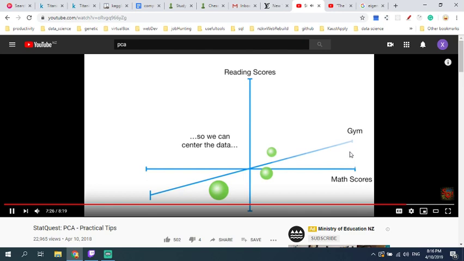So we can center the data, find the line through the origin that fits best, PC1, then find the line perpendicular to PC1 that fits best. And that's it. Since a third line would have an eigenvalue equal to 0, there's no PC3.